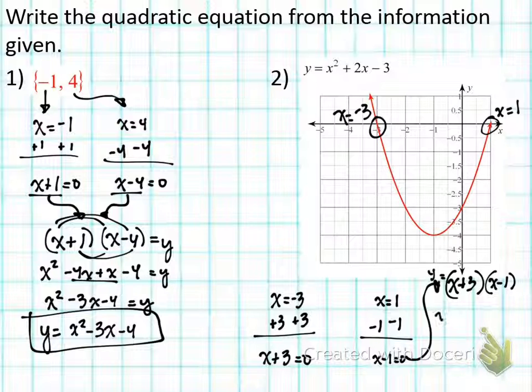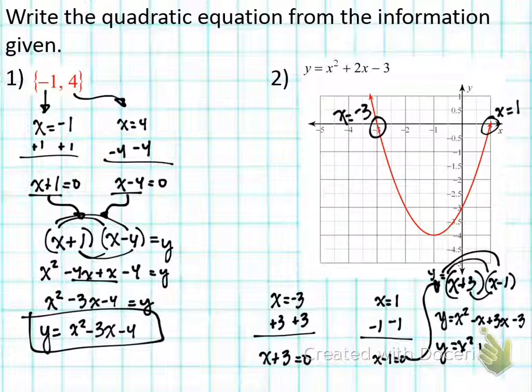Therefore, y is equal to, we're going to multiply this out, x times x is x squared. X times -1 is -x. 3 times x is positive 3x. And positive 3 times -1 is -3. Therefore, y is equal to x squared plus 2x minus 3. And that's it. That's how you do number 2. Okay, that's the original equation for this.